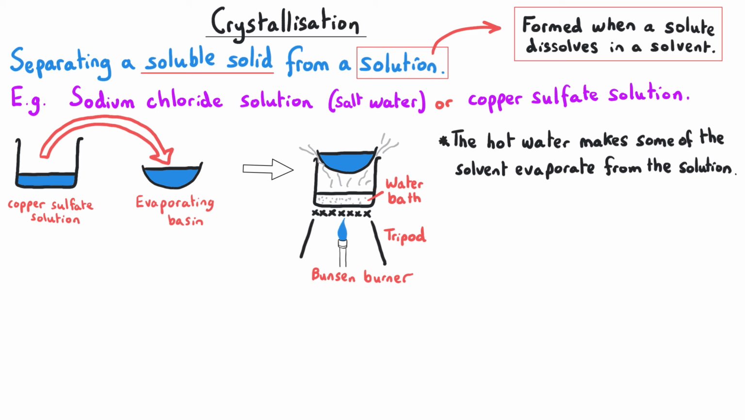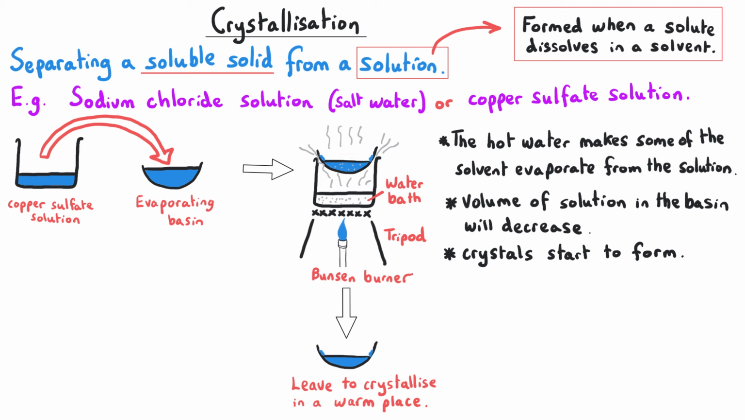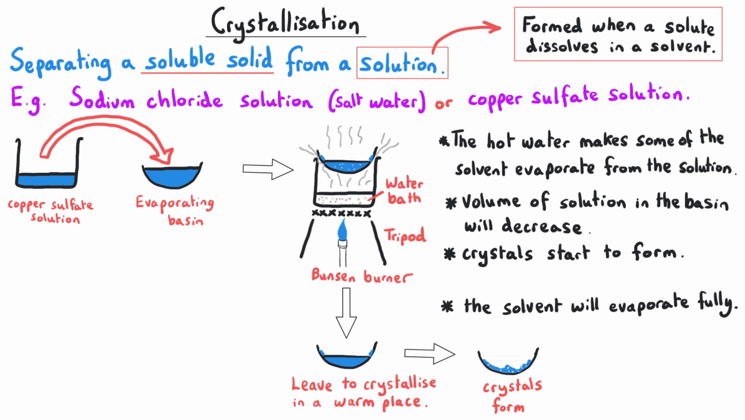And that liquid will start to evaporate from the solution, and the volume of solution in the evaporating basin will decrease. Once some of the solvent has evaporated from the solution, we would turn off the heat from this Bunsen burner and we would allow the evaporating basin to cool down to room temperature. The solvent, that's the liquid that the solid was dissolved in, will continue to evaporate, but it will evaporate much more slowly now. And so it might take a matter of days for this evaporation to take place.